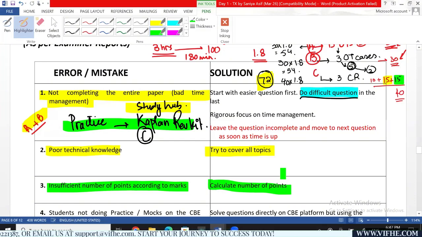If you are producing an insufficient number of points, then this would eventually lead to not securing enough in an exam which is otherwise seemingly relatively easier to you.